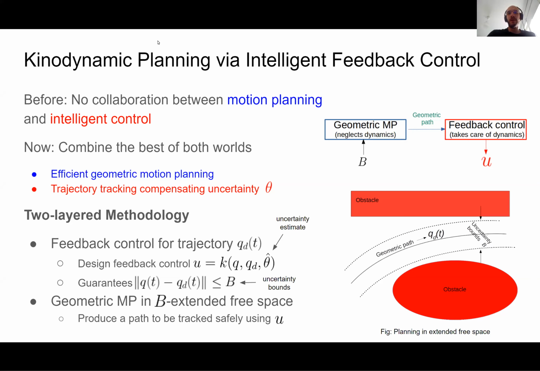And by using this tool, we are able to do geometric sampling-based motion planning in an extended free space, which is defined by this constant B, without using the dynamics. So as shown in the picture here to the right, we can obtain a geometric path whose distance from the obstacles is at least B. And then this path can be converted to a trajectory, for which we can use the developed controller. So essentially, we decouple the motion planner from the dynamics, which are taken care of by the designed feedback control. Next slide, please.